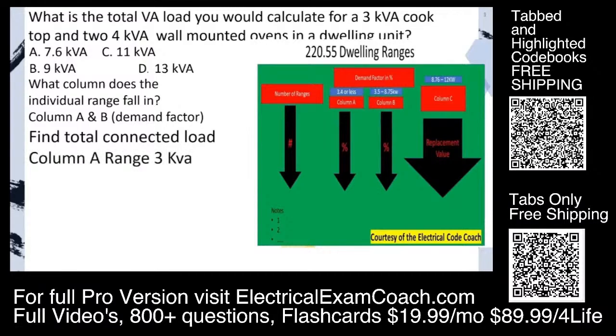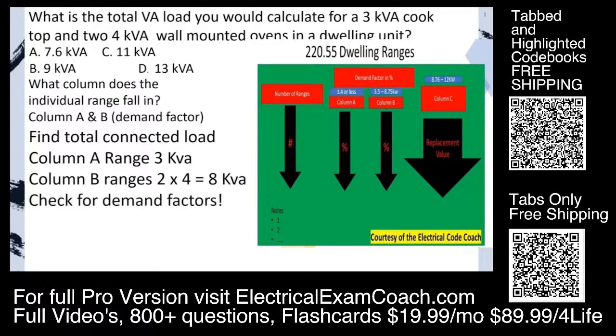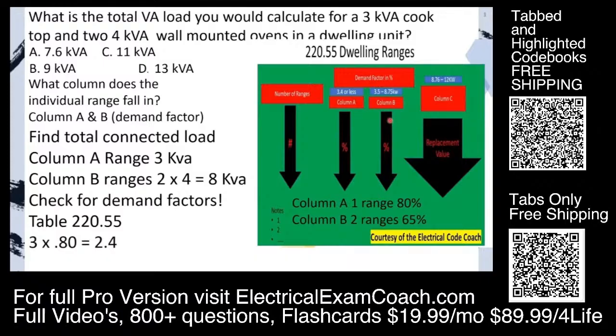The column A ranges is just 1, so it's 3 kVA. The column B ranges, we have to do some math, and we end up with 8 kVA. Now, we check for demand factors. We head back to our table, and we start on the left-hand side for our column A ranges, and we find the multiplier for 1, and then we start on the left-hand side and find our number of ranges for our column B ranges and find the multiplier, and we're going to find that they're 80 and 65% respectively. Now, all we have to do is do the math. We take our column A ranges and do the math, take our column B ranges and do the math, but then we can't forget to total them back together, and we're going to select A.